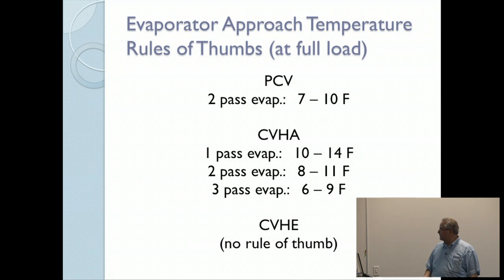Again, for evaporator approach temperatures, these are rules of thumb for some Trane chillers. Some of the older ones, depending on the number of passes, had varying evaporator approach temperatures. You don't see many one-pass machines anymore. Two passes are the most common. And where there were 7 to 10 and 8 to 11 back then, now they're anywhere from 1.5 to 4.